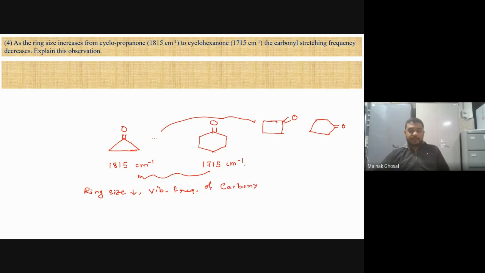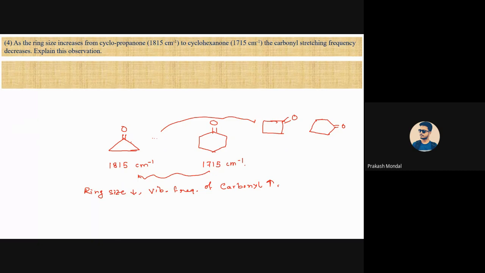What could be the reason? Who can tell me? With decrease in ring size, the vibrational frequency of the carbonyl increases. What could be the possible reason? Sir, due to the bond strength of C=O, because inside the ring the bond angle is decreasing. That means outside the ring the bond angle is increasing, and the more the bond angle, the more the percentage s character, and the stronger the bond.